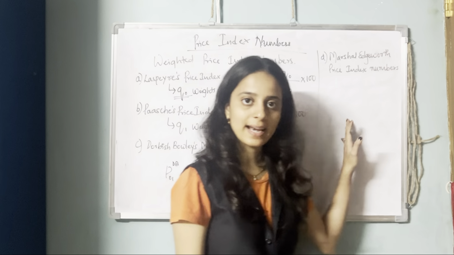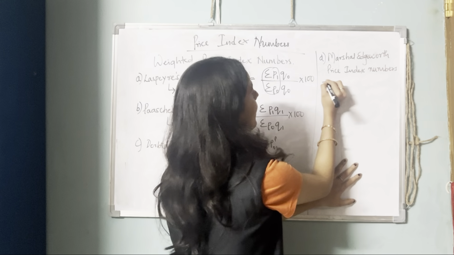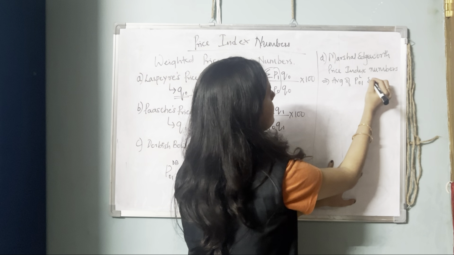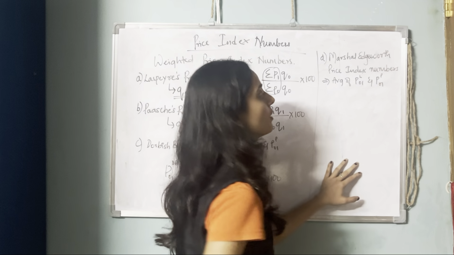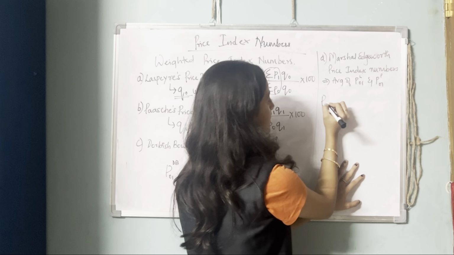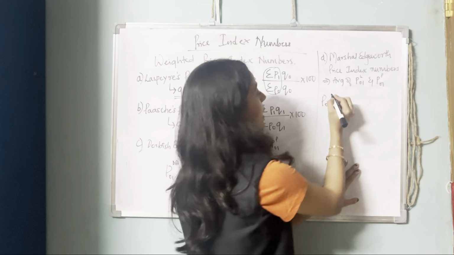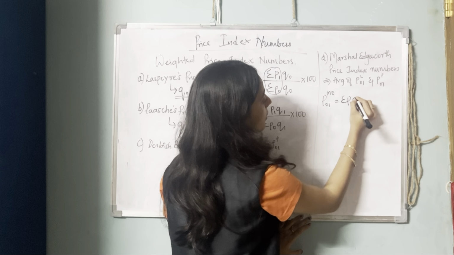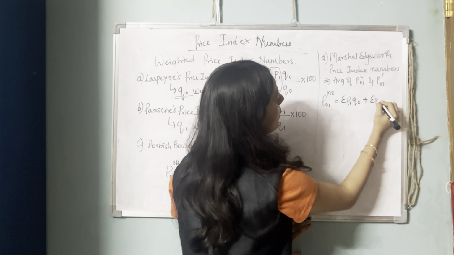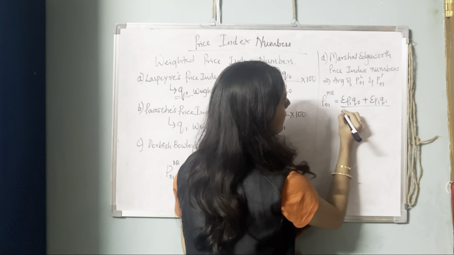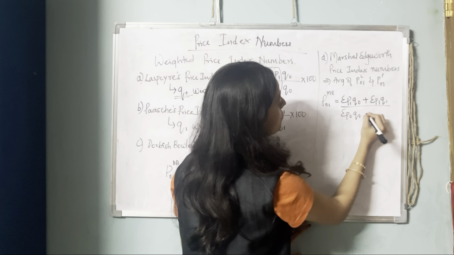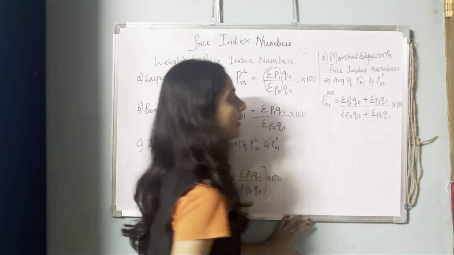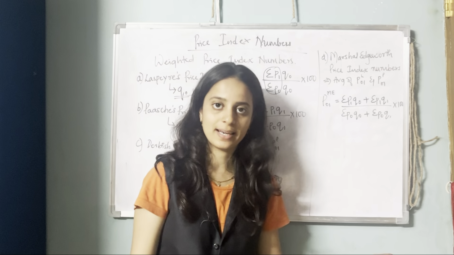Marshall Edgeworth price index number. It is stated as the average of Laspeyres' and Paasche's price index numbers. Here again, P01, what is P01? Price index number. ME, because Marshall Edgeworth. Here it states P1Q0 plus P1Q1 divided by P0Q0 plus P0Q1, into 100. This is the Marshall Edgeworth price index number.